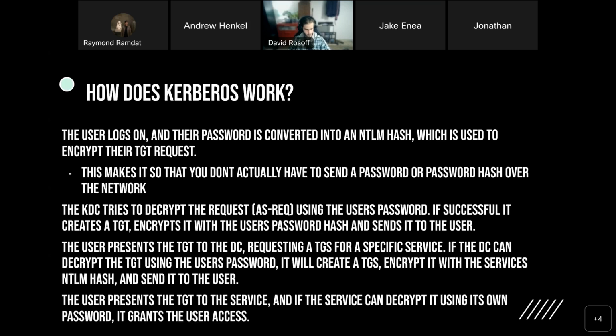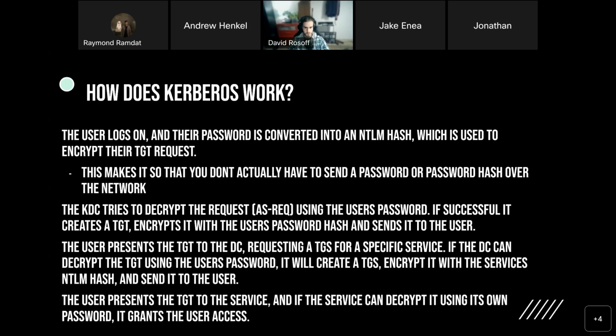So how does Kerberos work? When a user logs onto a computer, their password gets converted into an NTLM hash, and that's how their password is stored. It's very bad practice to store passwords in clear text, and so usually you store a hash of the password, and then when a user logs in, the password that they enter is hashed and compared to the one that's stored, and if the hash is matched, then they put in the right password. So when a user logs in, that password is converted into an NTLM hash, and that hash is used to encrypt a request that gets sent to the KDC. This request is called a TGT request, and this is the user asking for what's called a TGT, or a ticket granting ticket.